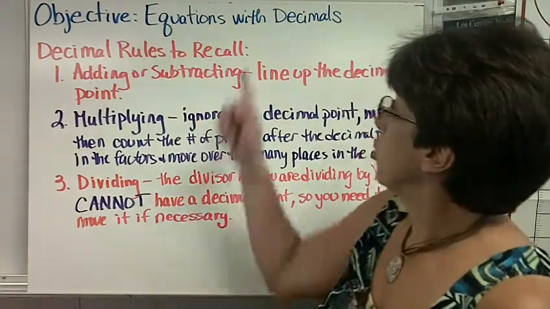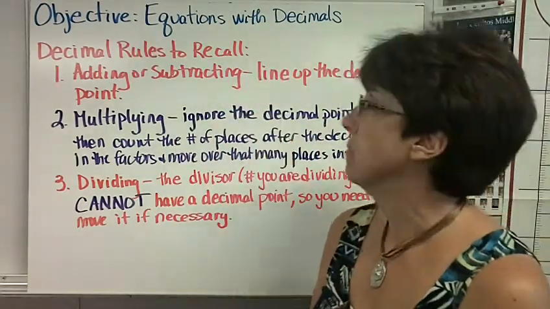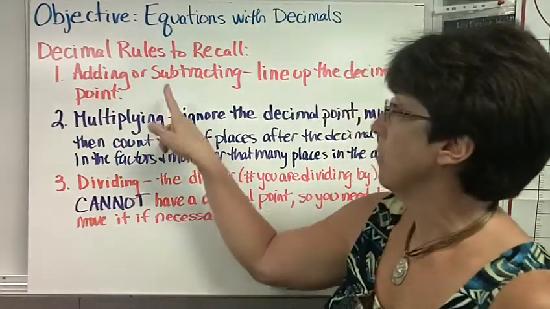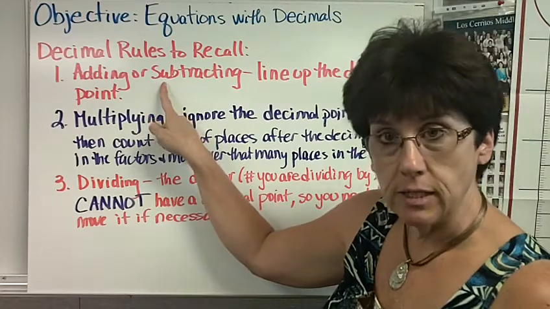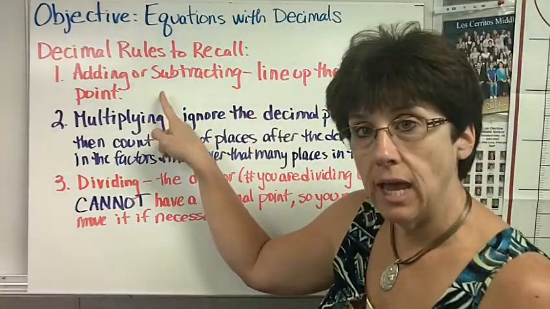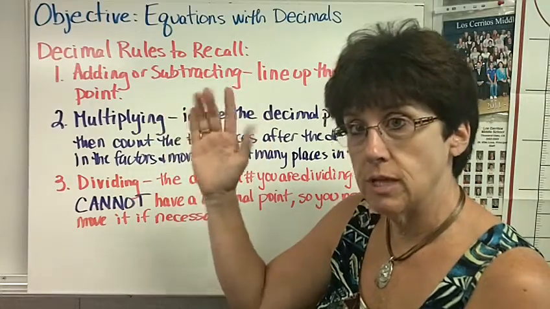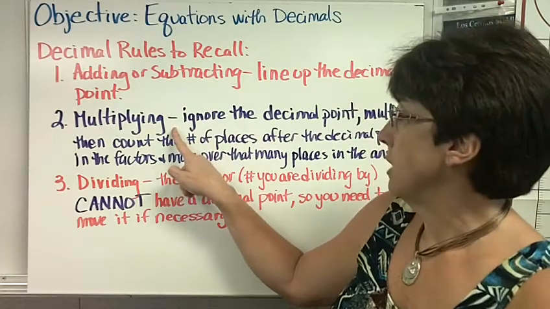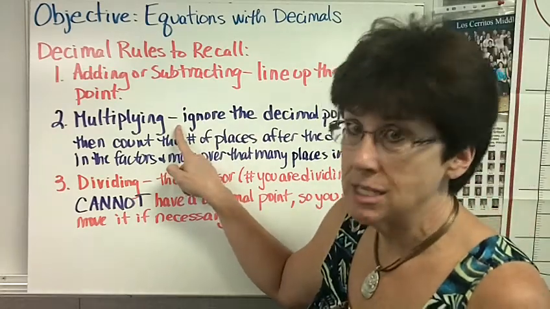Objective, equations with decimals. So here are some decimal rules for you to recall. When you're adding or subtracting, you line up the decimal point. Sometimes you have to add zeros to get all your columns lined up, but you always line up the decimal point.